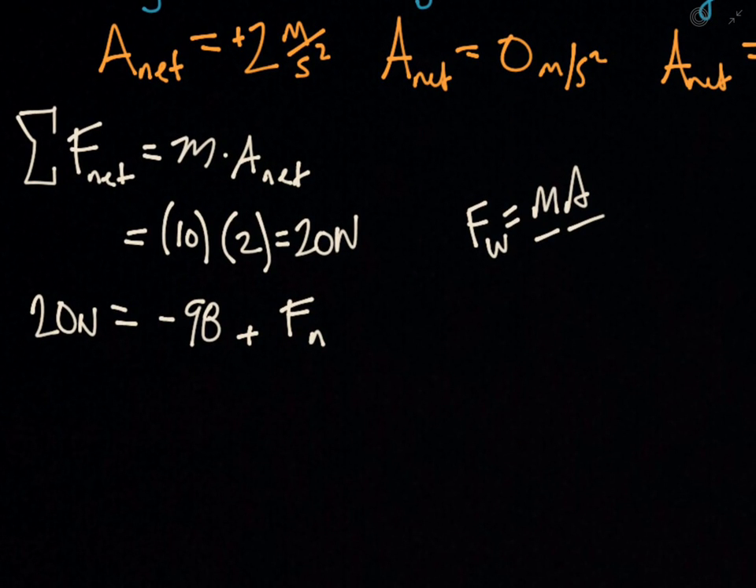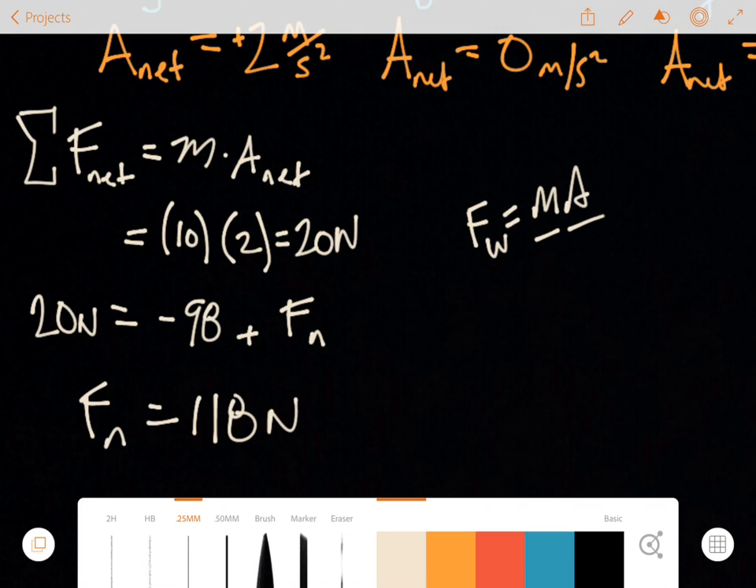Otherwise, we'd be accelerating downwards, which we're not. So we can find the normal force, which is the force that is pushing up on you, or the force that the scale is reading, which is 118 newtons. You take 20 and you add 98, you get 118 newtons. Sweet, let's erase.